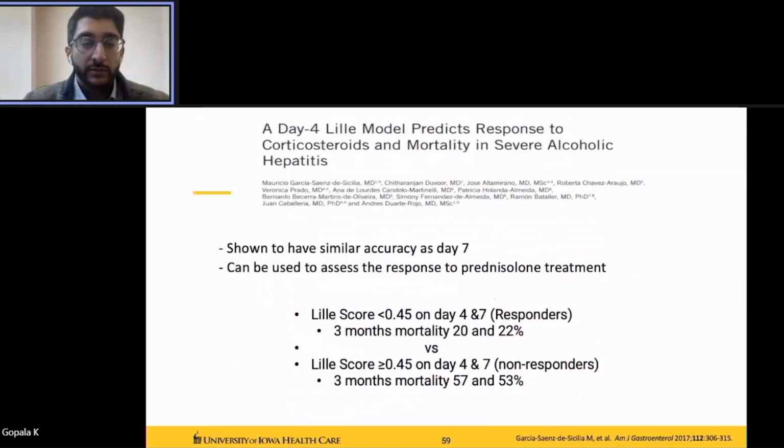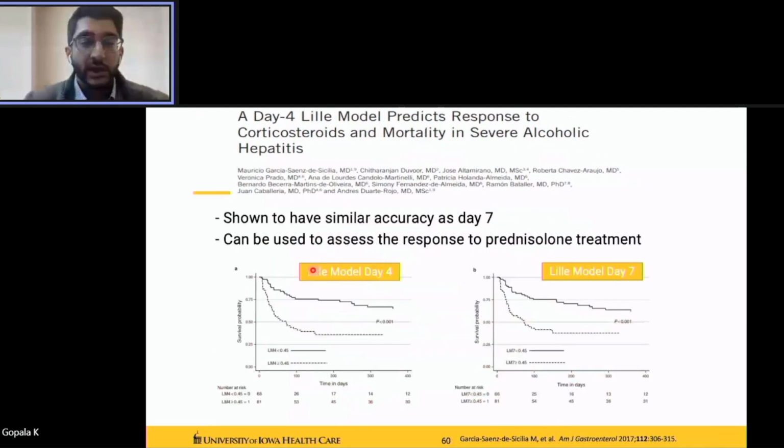And I do want to mention that there's been a study that has shown that Lille score calculated on day 4 is almost as good as day 7. So if you have patients that are inpatient and you've already started steroids, you can just calculate it on day 4 and see if you need to continue or not.